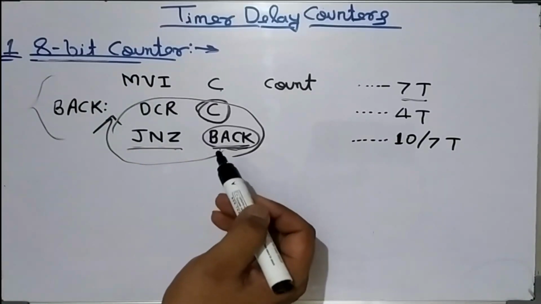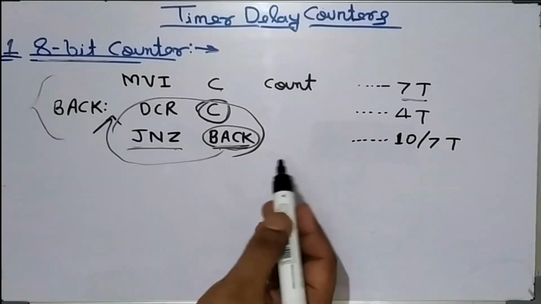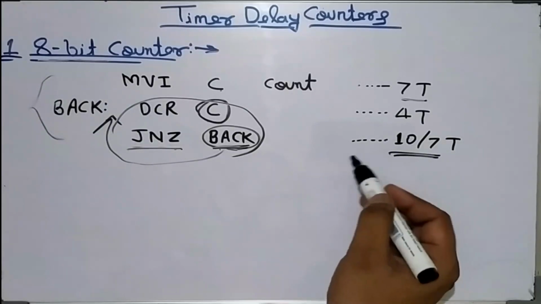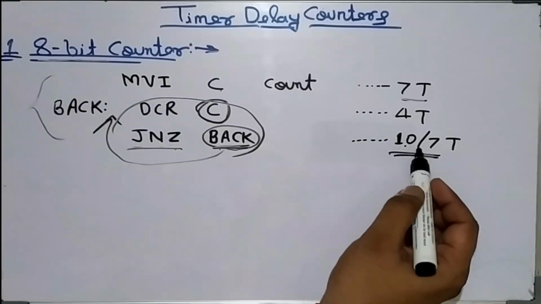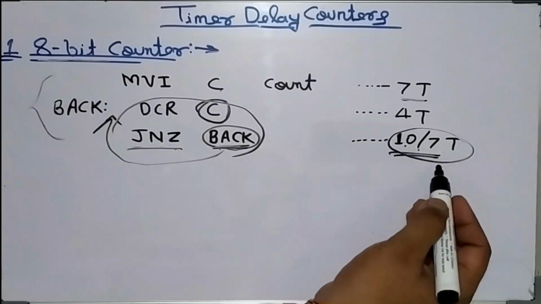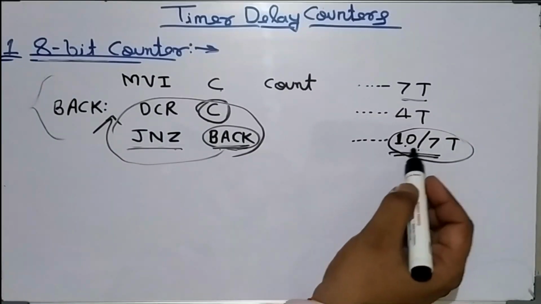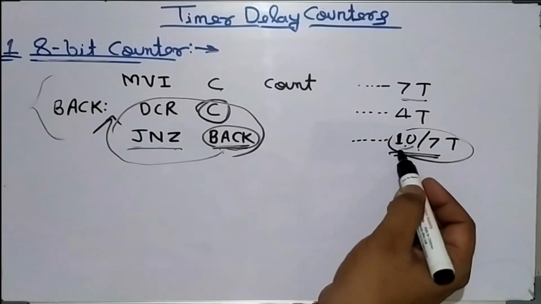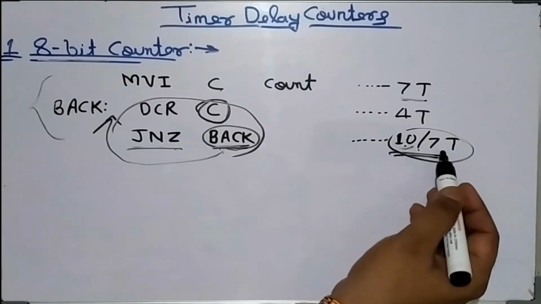Now we will calculate the time states consumed. Now it is an important point: JNZ will consume 10T or 7T. Okay, you learn this point carefully. First of all, there are two time consumptions in the same instruction, 10T and 7T. When will it consume 10T and when will it consume 7T?